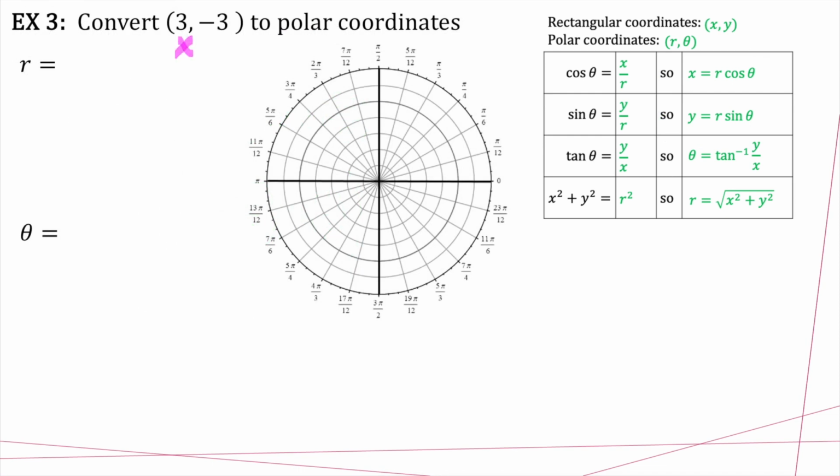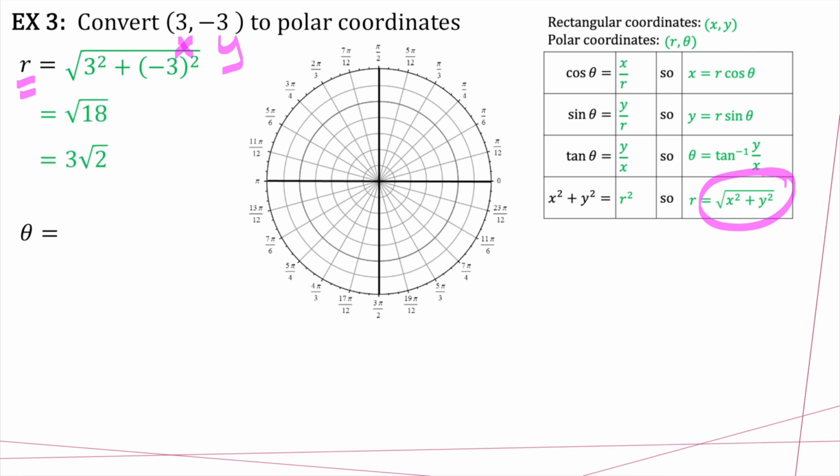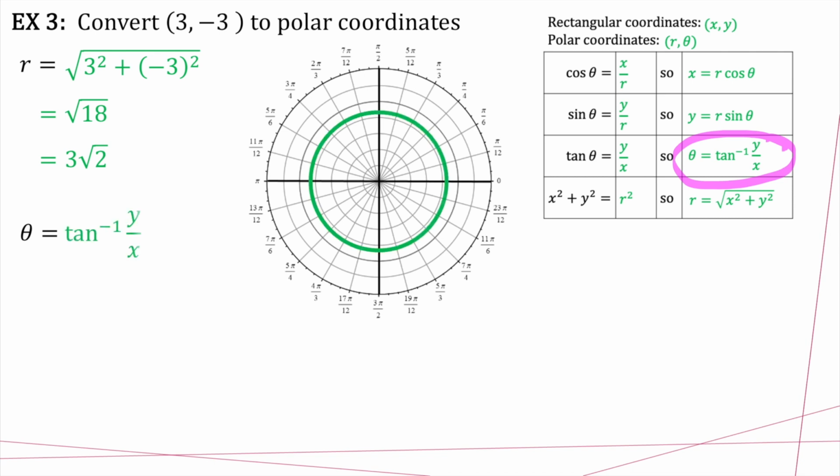Here we have an x value and a y value. We need an r. Well, I know that r equals the square root of x squared plus y squared. It's the square root of 18, or 3 root 2. Now theta, remember, to isolate theta, I just need to take the tan inverse of y over x. So that's the tan inverse of negative 3 over 3, tan inverse of negative 1.